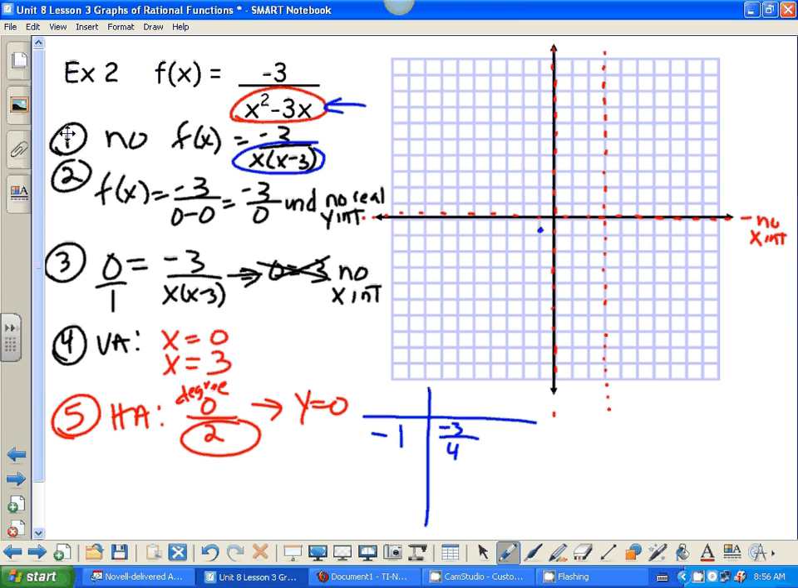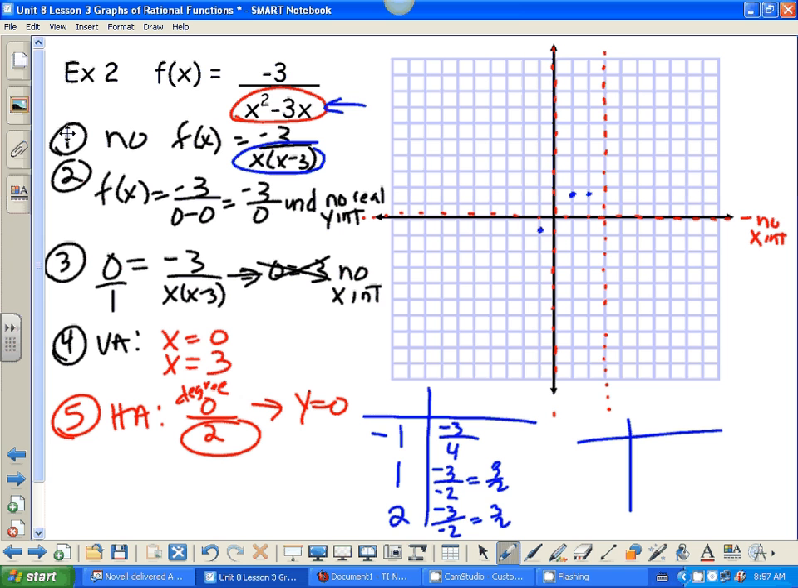I'm going to put in 1. If I put in 1, I have -3 over 1 minus 3, over -2. So that equals a positive 3/2. Let's see, you might want to know what's happening at 2. I have -3 over 4 minus 6. 4 minus 6 is a -2, so I also get a 3/2.